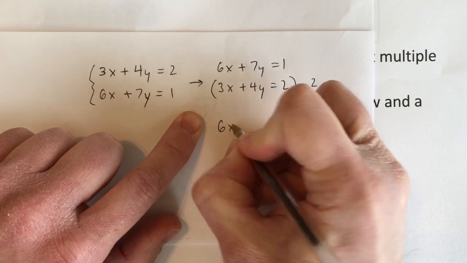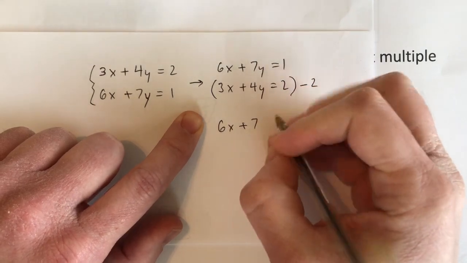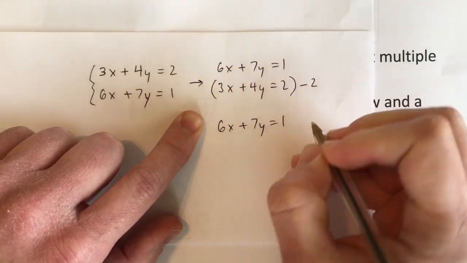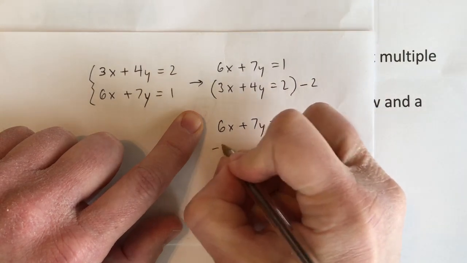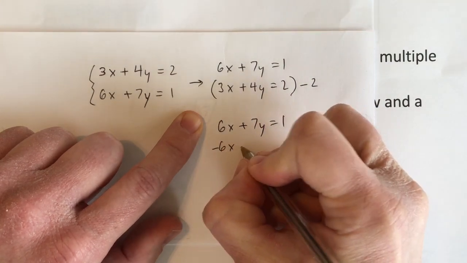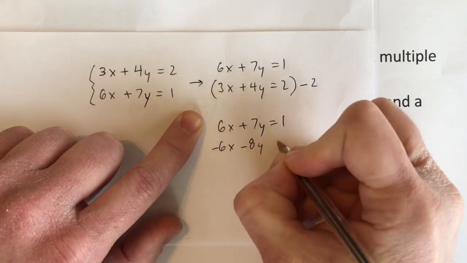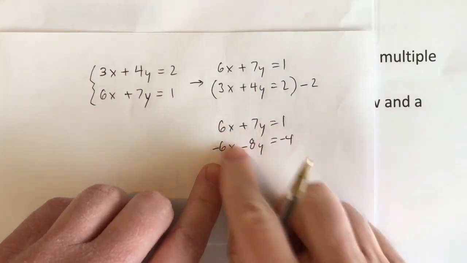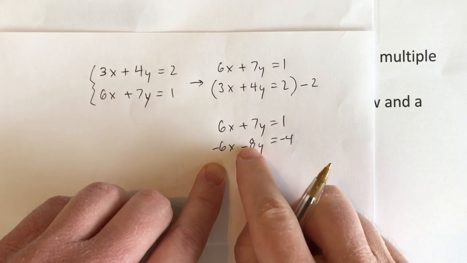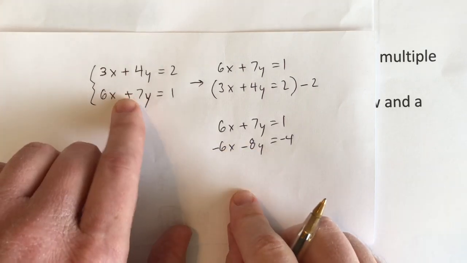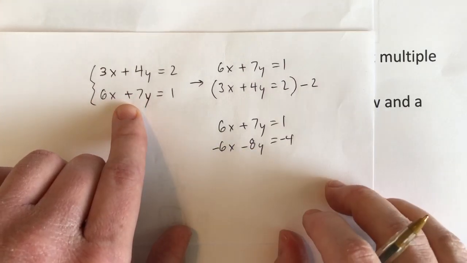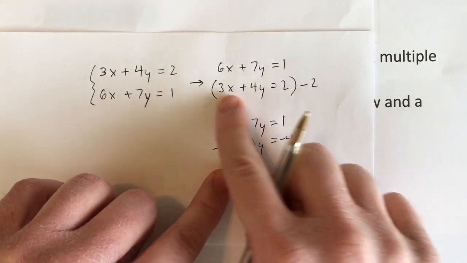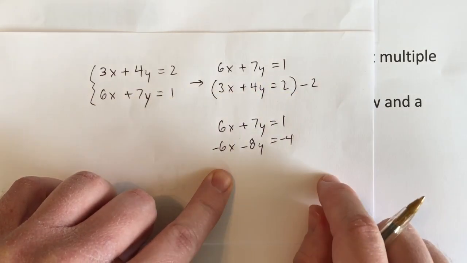Well, the first linear equation stays the same. And then the second linear equation becomes -6x minus 8y is equal to -4. Again, the result, if I were to solve this system, would be exactly the same as the result I would have gotten if I left it just like this. So again, you're allowed to multiply any equation by a non-zero constant.